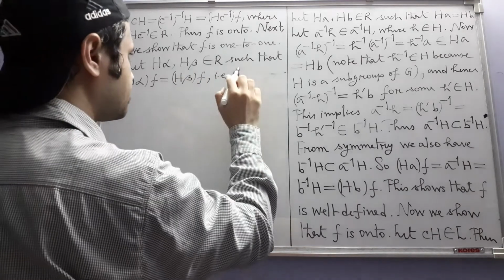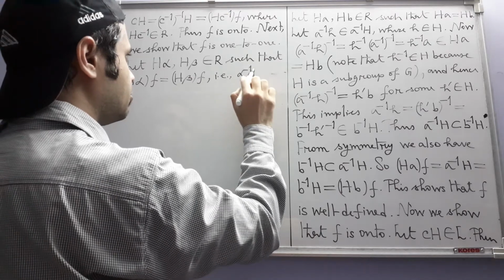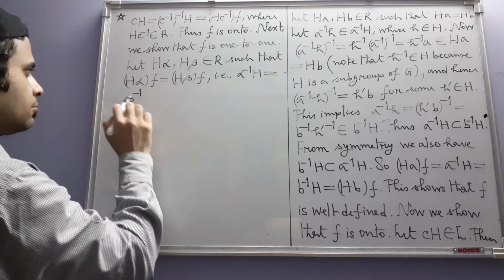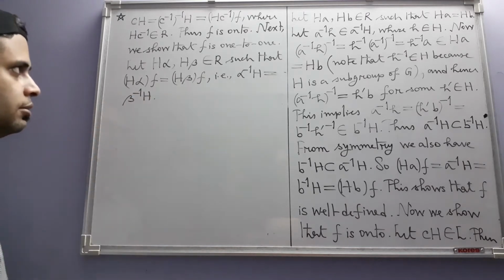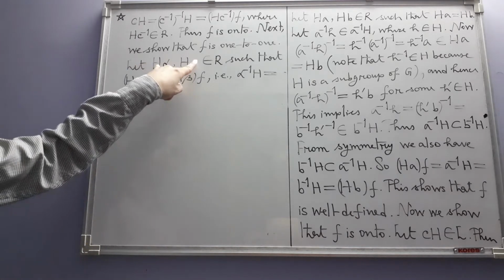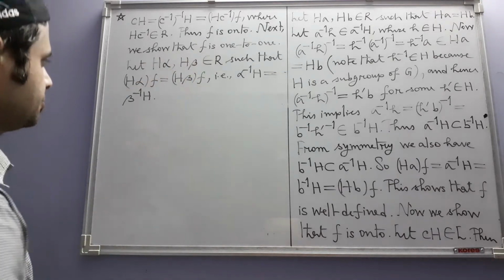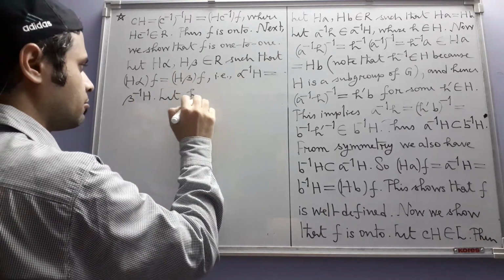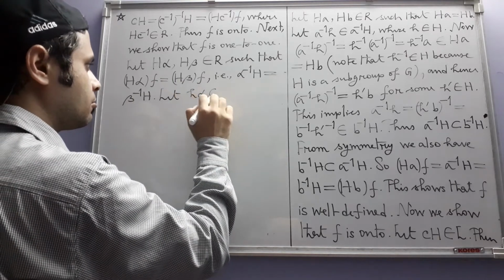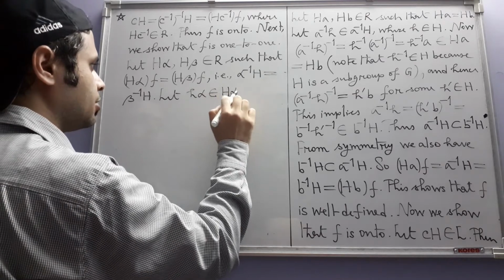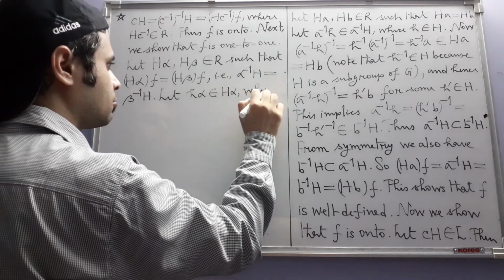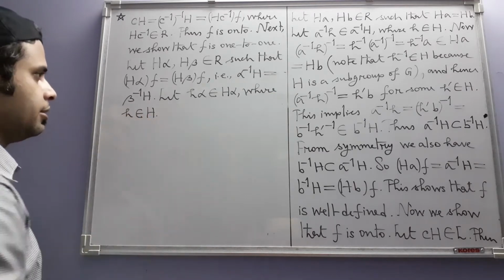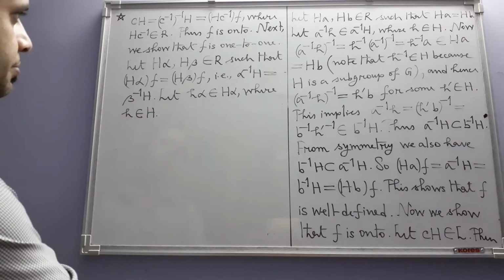That is, alpha inverse H is equal to beta inverse H. We have to now prove that H alpha is equal to H beta. So let us take an element in H alpha. Let h alpha belong to H alpha, where h belongs to H.